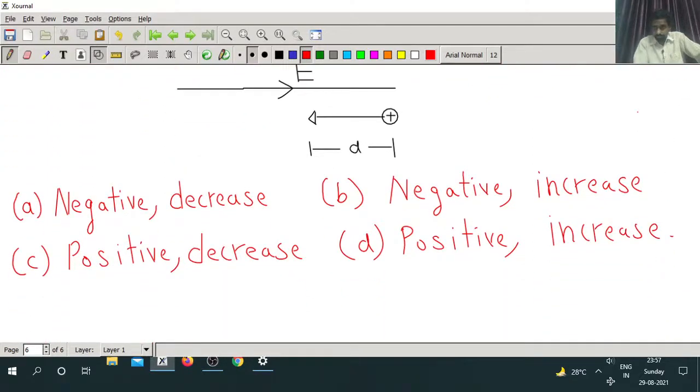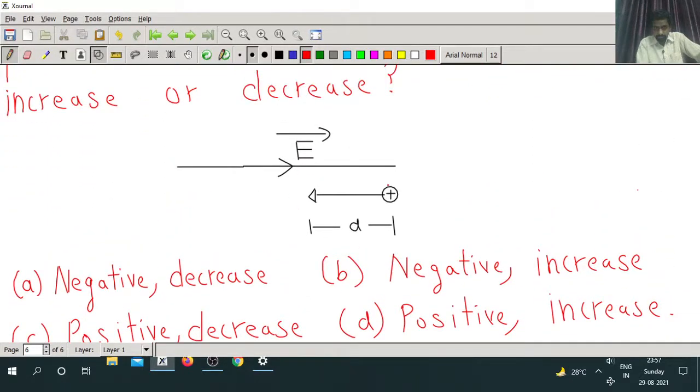This is a very simple question. You can see that this electric field is pushing the charge to the right, but our positive charge is moving to the left. So therefore the work done is negative, and the positive charge is not moving in the direction of the field, it is moving against the direction of the field. So when it is moving against the field, naturally the potential energy is going to increase.